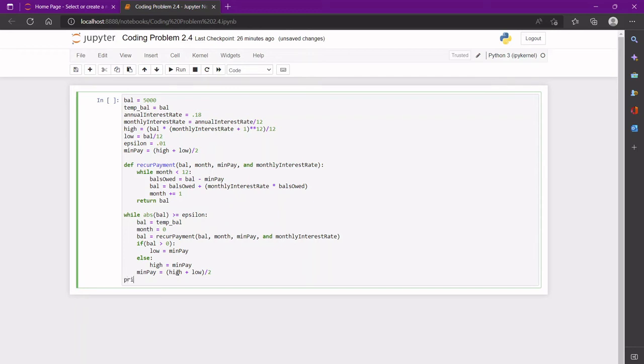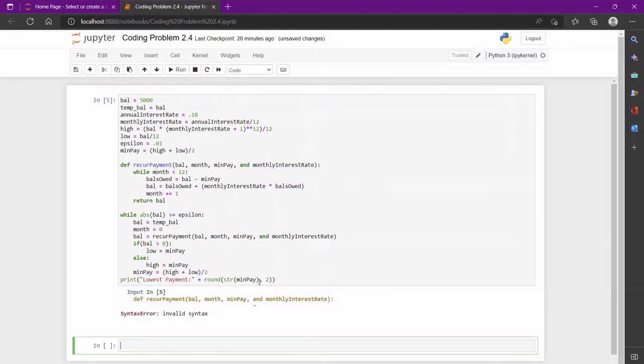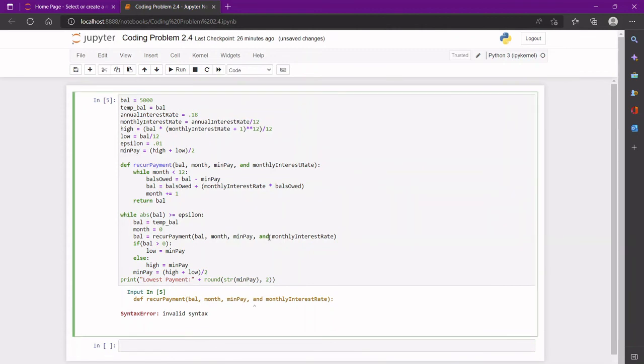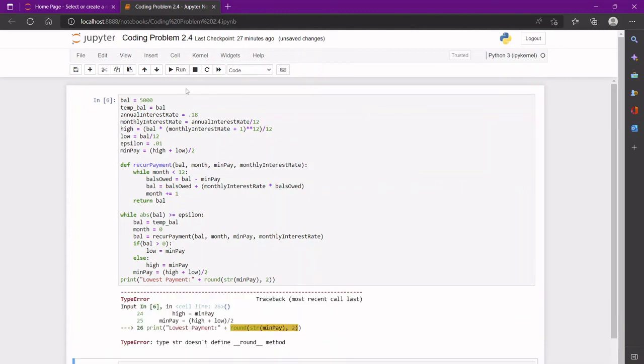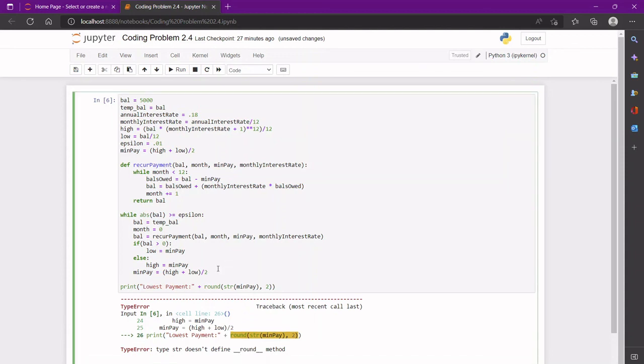And we should be able to print this. So print lowest payment. Round it. String min pay 2. All right, and if we run this code, oh, did not mean to put n right here. All right. And our type string. Okay. So we're just going to have to define this ourselves.